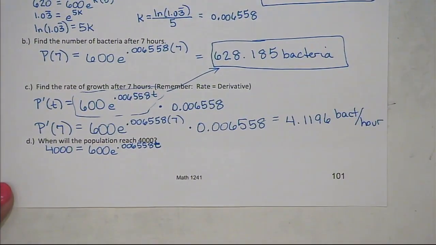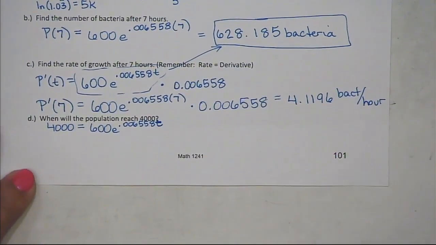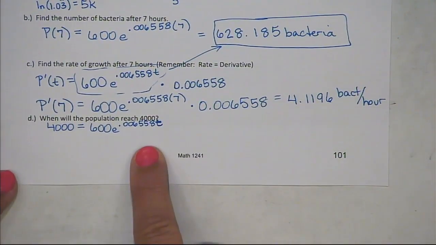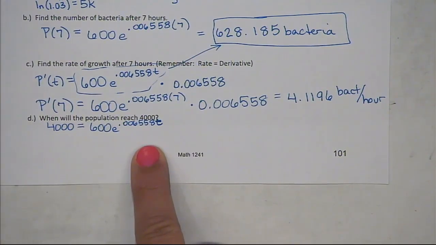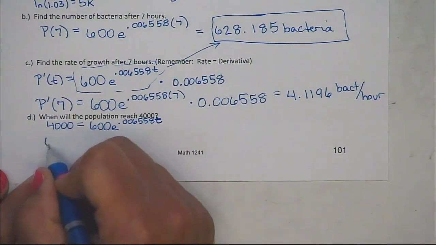All right, so now we're back to the same thing. Those 3 steps: divide by 600, write it as a natural log, solve for t. Last time we solved for k, but it doesn't matter. Whether you're solving for k or t, you're going to do the same 3 steps. So the first thing you're going to do is divide 600 into 4,000. Leave it as a fraction. You can leave it 4,000 divided by 600 and do all your work later. It doesn't really matter how you write it.